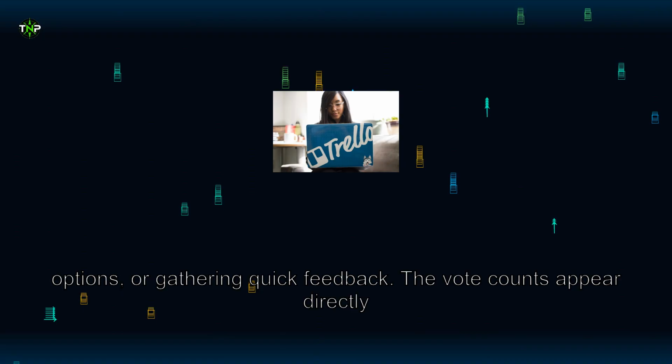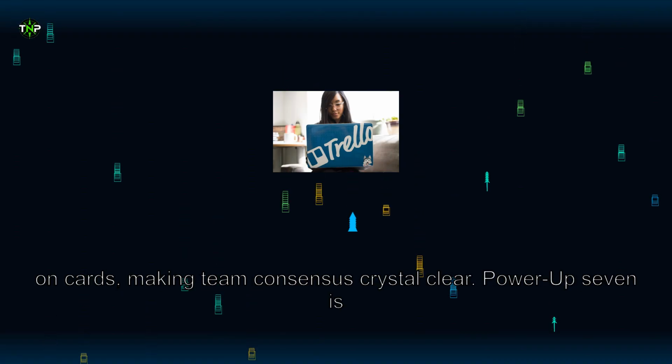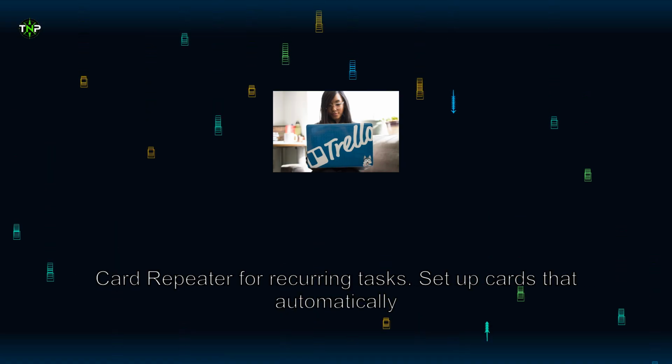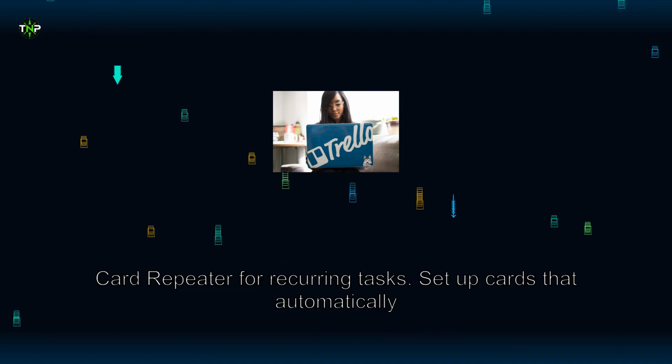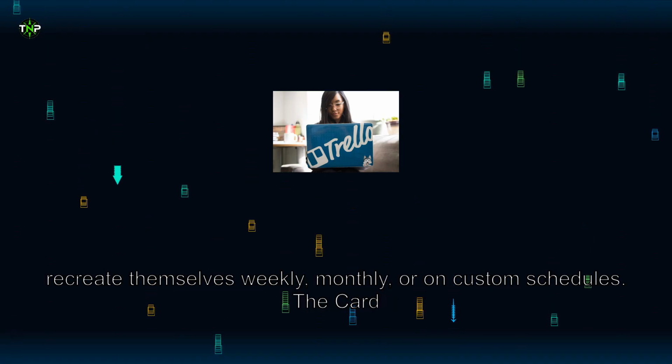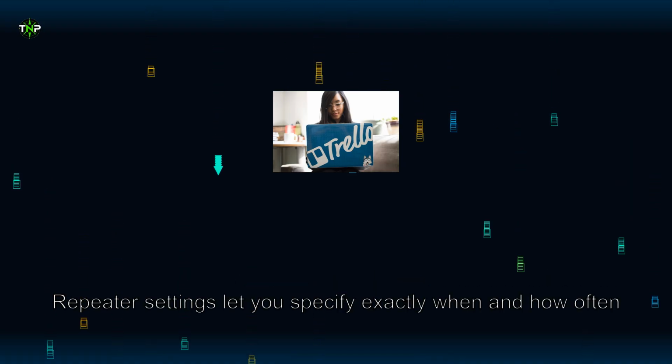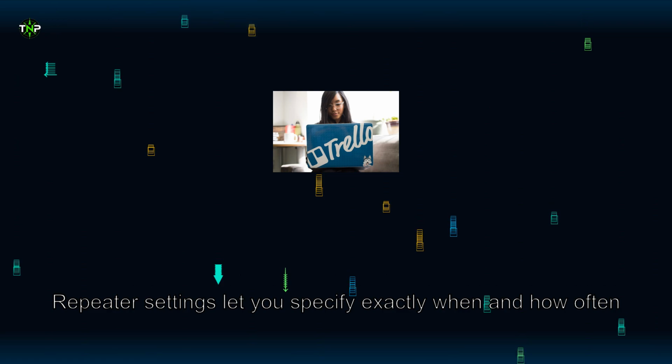Power-Up 7 is Card Repeater for recurring tasks. Set up cards that automatically recreate themselves weekly, monthly, or on custom schedules. The Card Repeater settings let you specify exactly when and how often cards regenerate. Never manually recreate recurring tasks again.